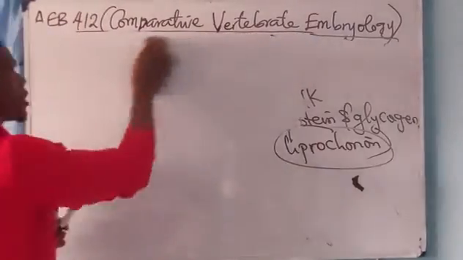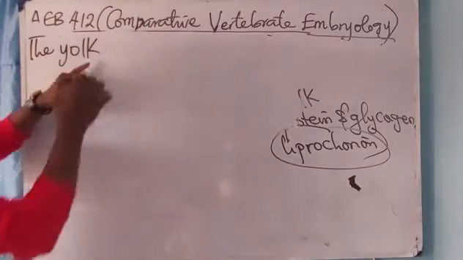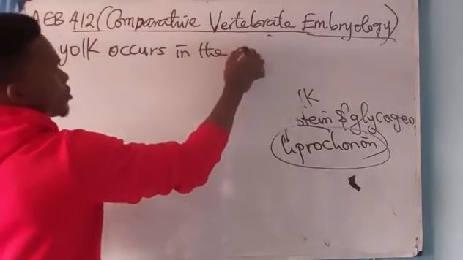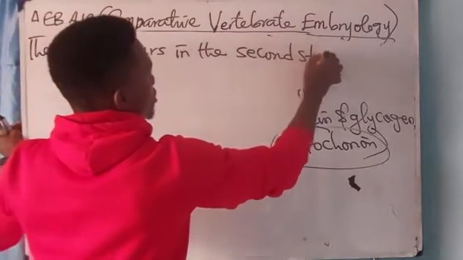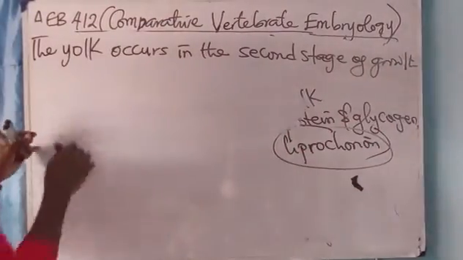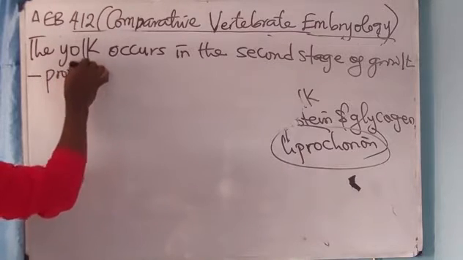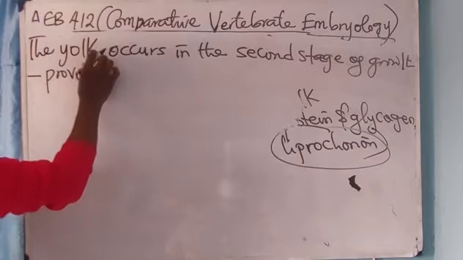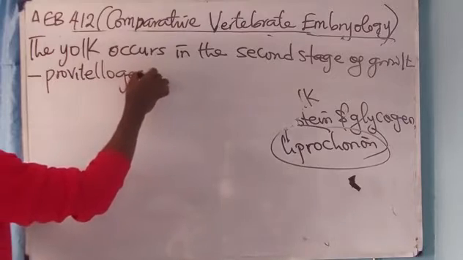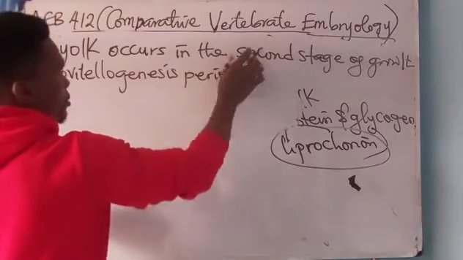Now, take note of this, the yolk occurs in the second stage of growth. So because of this, you now have vitellogenesis, period. Okay, let me use phase.